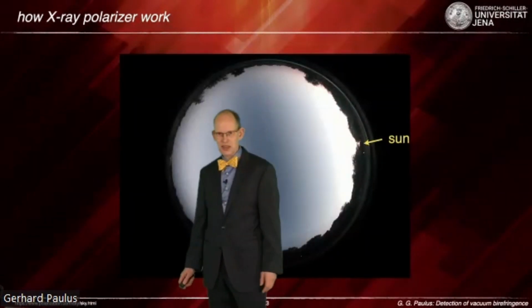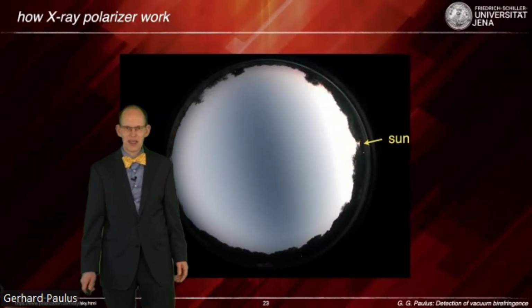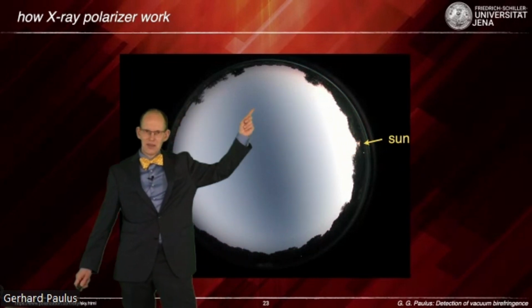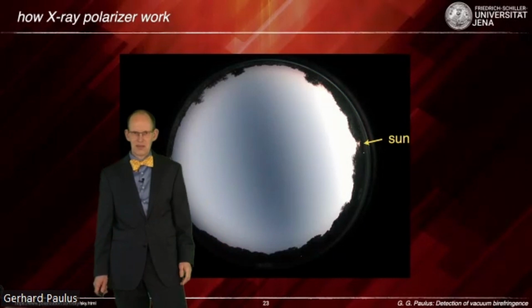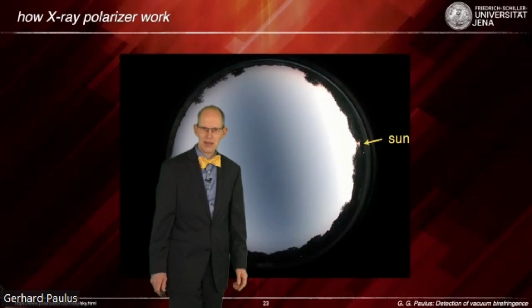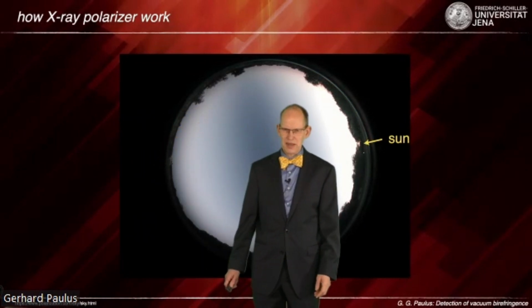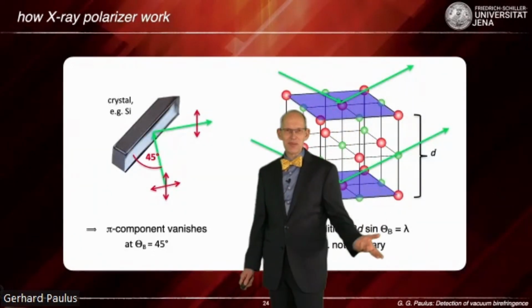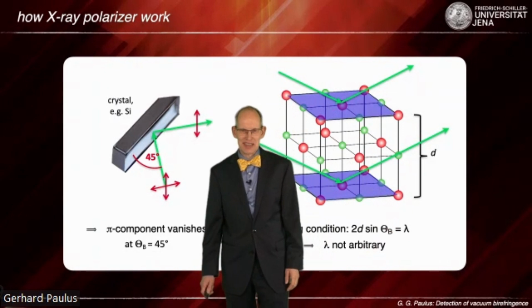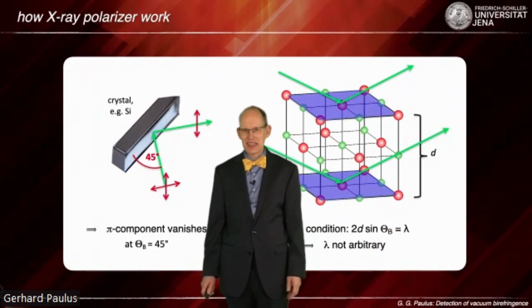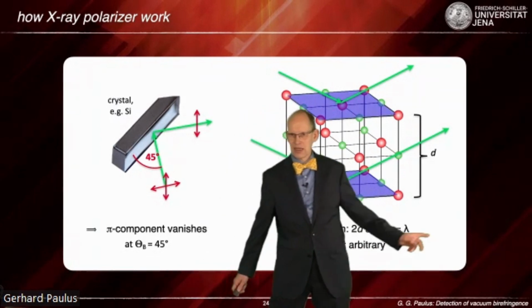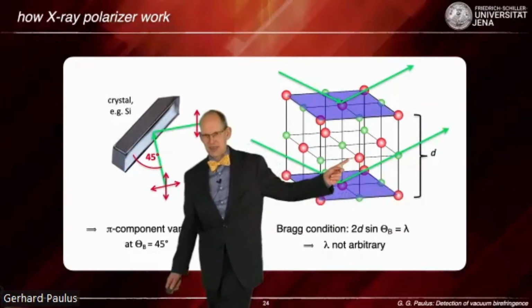And this here is a nice fisheye picture of that. You see the sun here at the horizon, and you see the polarized light. I stole it from Wikipedia, I guess, yeah, as usual. Okay, so how do we scatter at crystals, at silicon in this case? Well, of course, Bragg scattering. And this is what you see here on this graph.